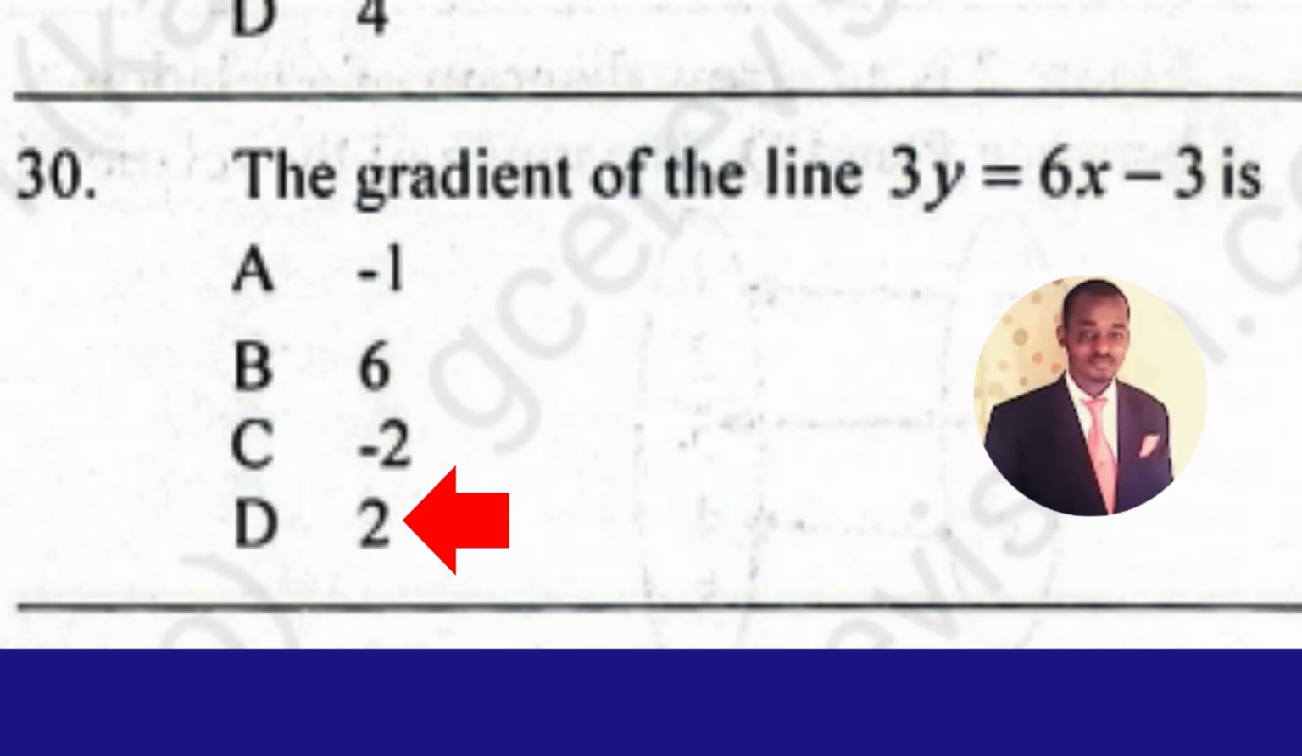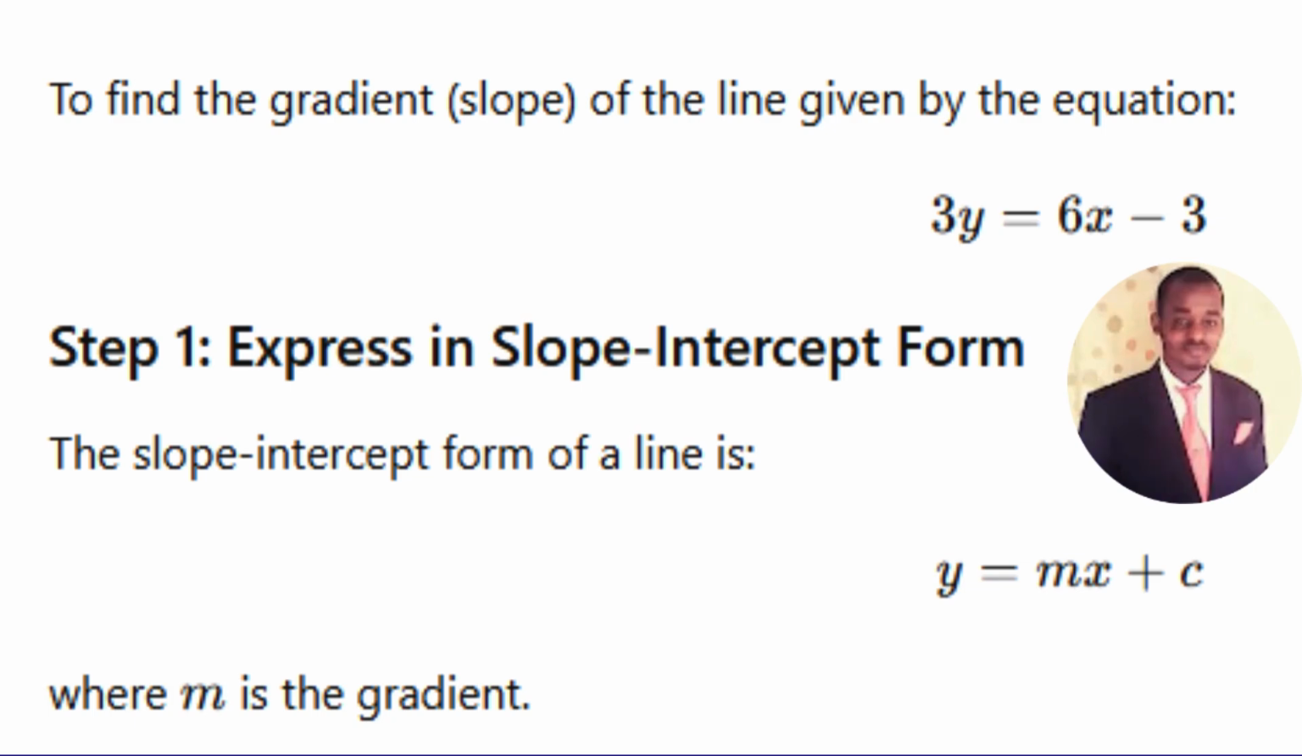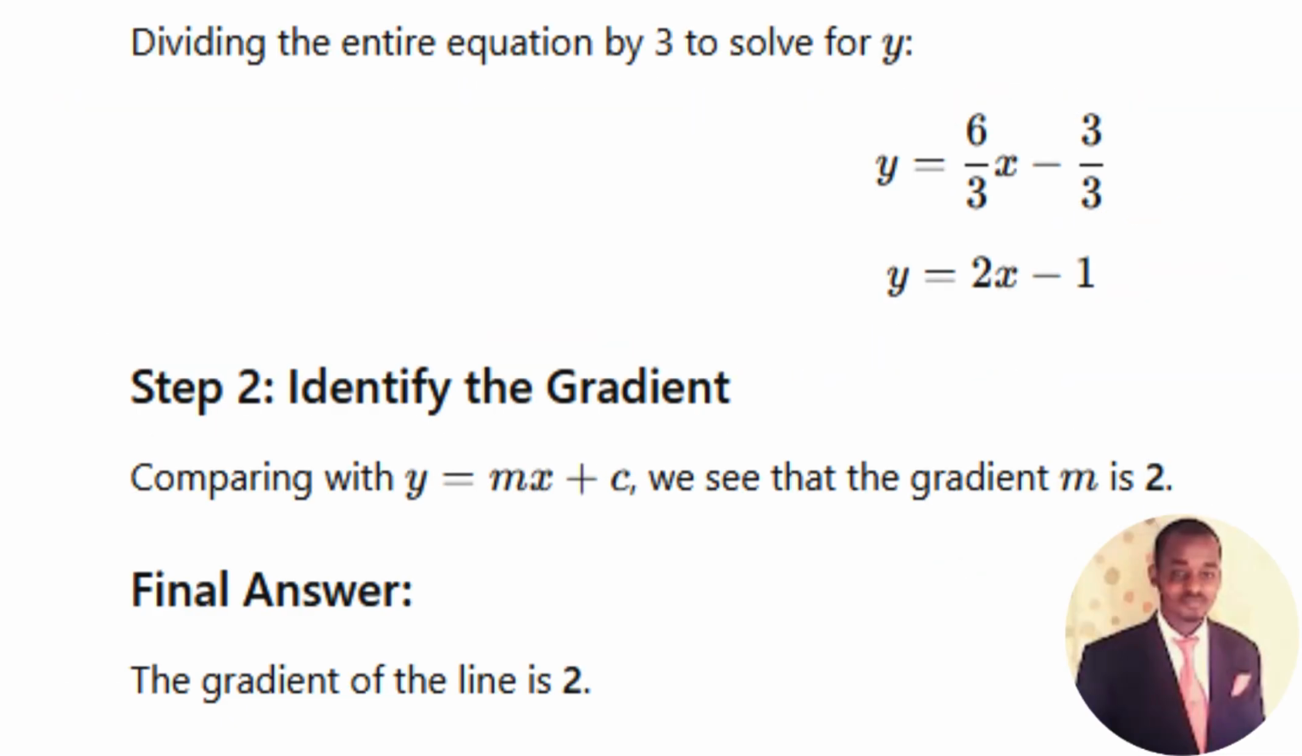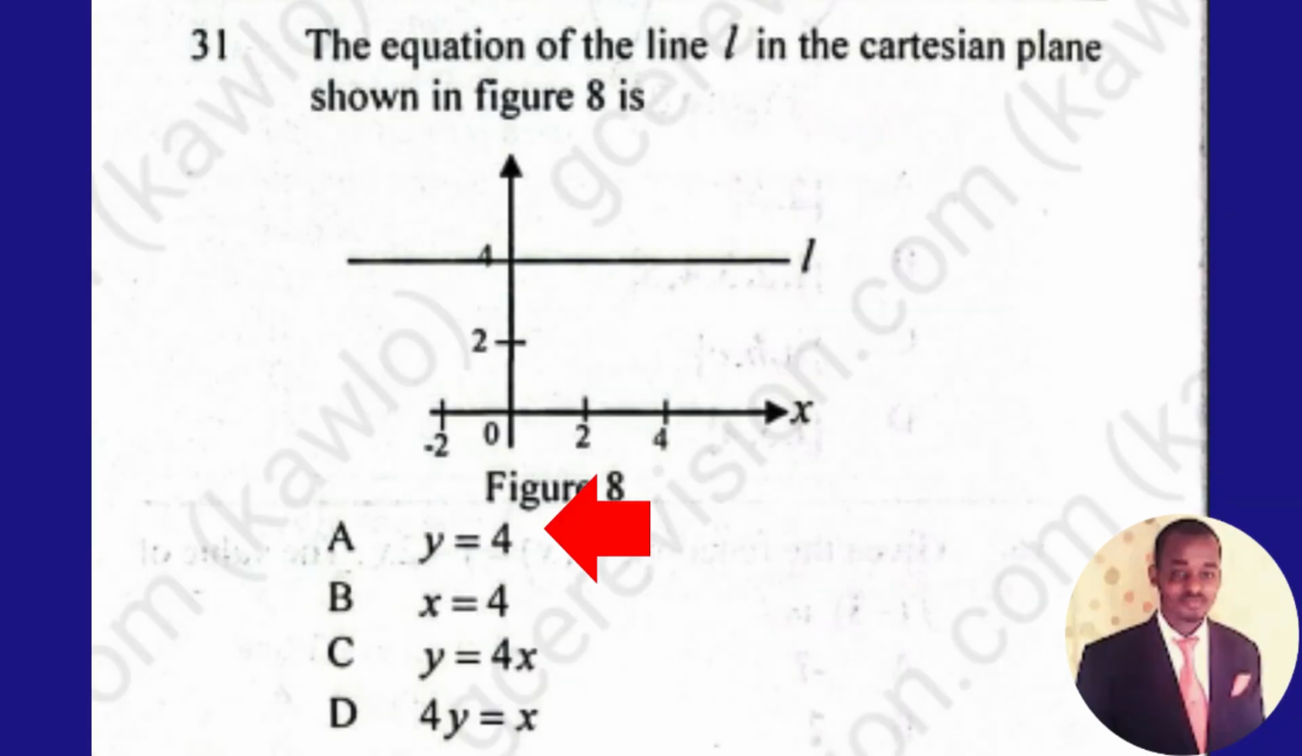The gradient of the line 3y equals 6x minus 3 is, the correct answer is 2. Here we'll see the calculation on how we came about the answer. Okay, so we have the continuation of the calculation here to the final answer.